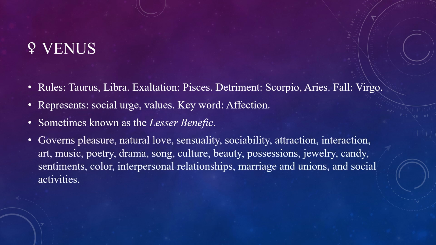It governs pleasure, natural love, sensuality, social ability, attraction, interaction, art, music, poetry, drama, song and culture, beauty, possessions, jewelry, candy, sentiments and color, interpersonal relationships, marriage and unions, and social activities. The action of Venus is mild and harmonious.